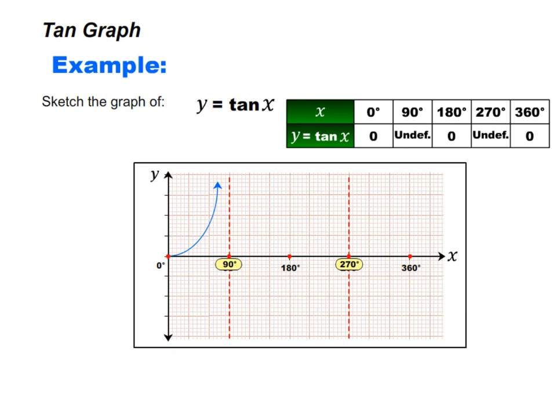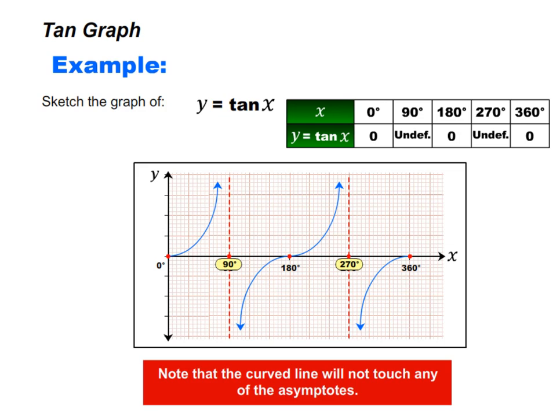Let us now draw a curve starting at 360 degrees, going down towards 270 degrees, but not touching the asymptote at 270 degrees. Look at the graph. Finally, let us draw a line starting from 180 degrees, going up or increasing and approaching 270 degrees. The same line will also start at 180 degrees and decrease or go down and approach 90 degrees. Note that the curved line will not touch any of the asymptotes.